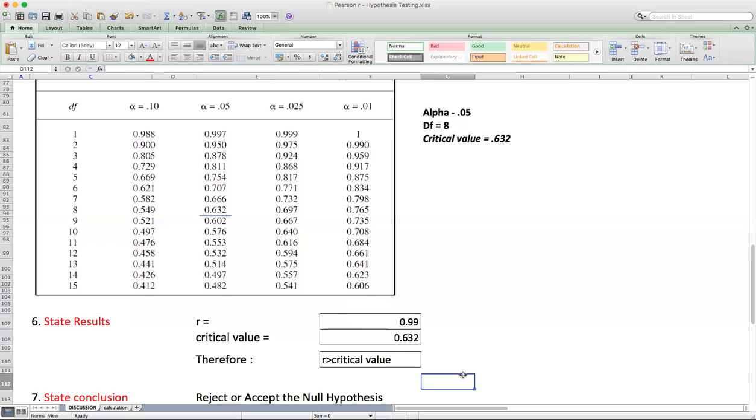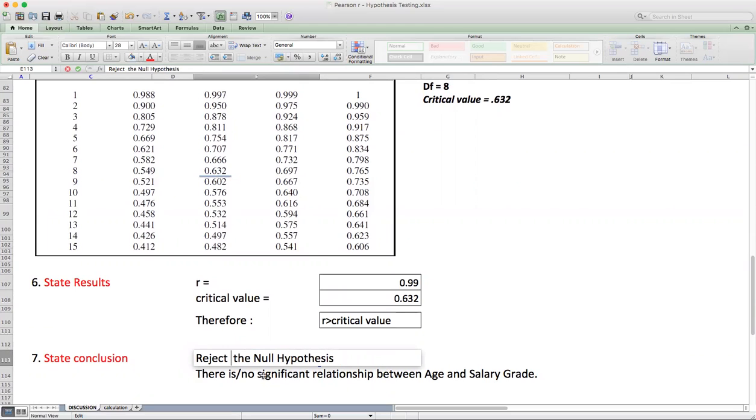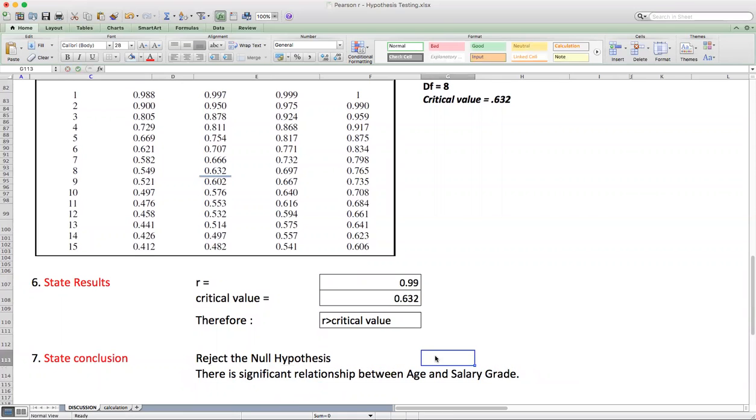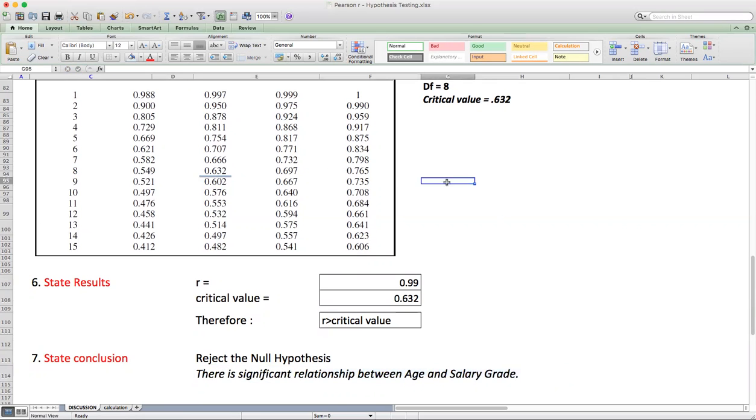Now, let us state the conclusion. Are we going to reject or accept the null hypothesis? Since the R value is greater than the critical value, then we have to reject the null hypothesis. And of course, since we rejected the null hypothesis, we have to accept the alternative hypothesis. Thus, there is significant relationship between age and the salary grade of our respondents.